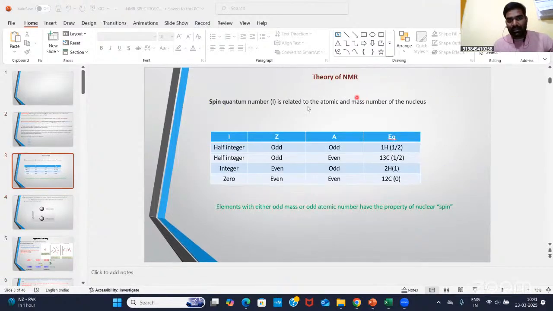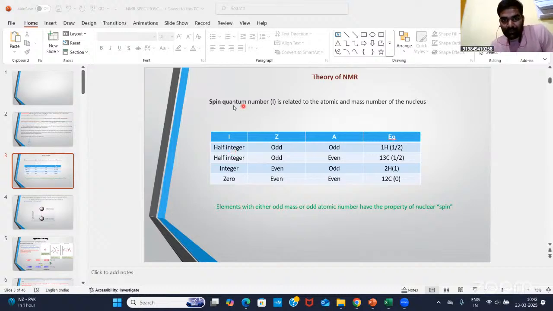Theory of NMR: the spin quantum number I is related to the atomic number and mass number of the nucleus. Only nuclei having half-integer or integer spin can be used for NMR spectroscopy.